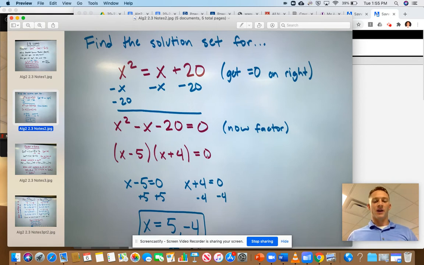Now we're going to solve for x. Remember, if this equals 0, we just need one of these terms to be 0, right? So let's set x minus 5 equal to 0 right here. If we add 5 to both sides, x equals 5. And then what makes x plus 4 equal 0? Negative 4 is another way to think about it. So our two answers would be 5, negative 4.